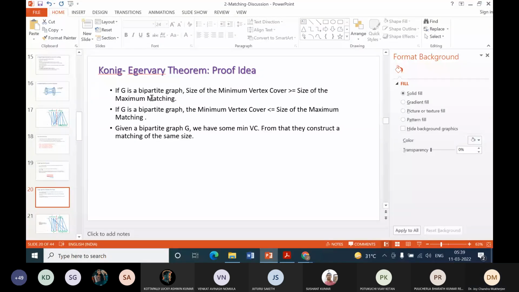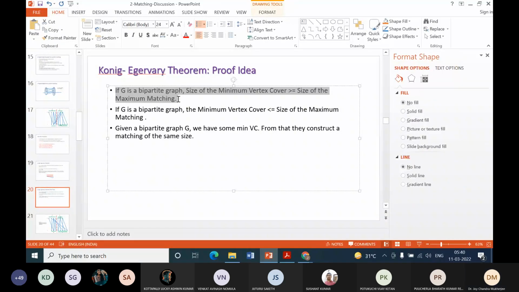Now, अगर हम प्रूफ कर दें कि in a bipartite graph the size of the minimum vertex cover is less than equal to size of the maximum matching, then both this inequality अगर simultaneously hold करना पड़े, then they must be equal, right? So how do you prove this next statement? So first statement we already proven. So this statement already we have proven.